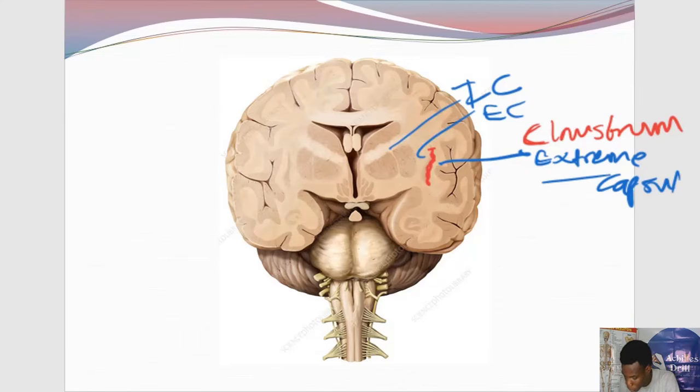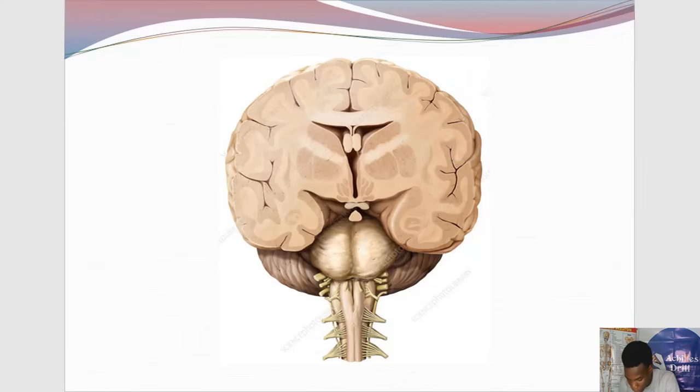How about lateral to the extreme capsule? You'll be encountering a gray matter in this case. That gray matter is what? The insular cortex. Okay, the deepest part of the temporal lobe, the insular cortex. So any of these different structures can be pinned.